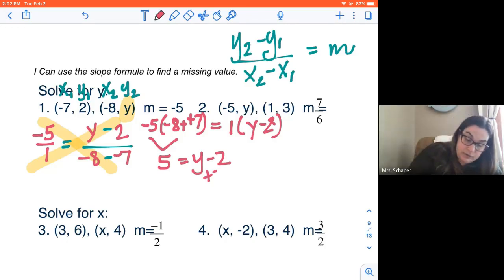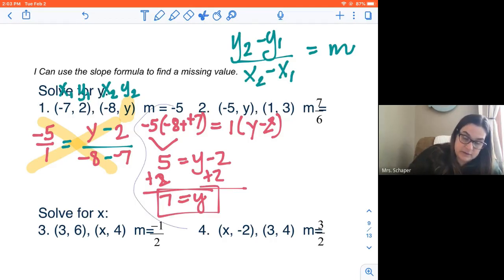We're going to add 2 to both sides. And I've got that 7 equals y. So my answer is 7 equals y.